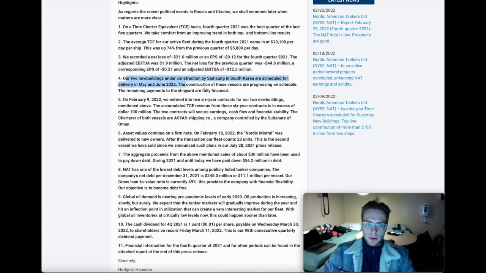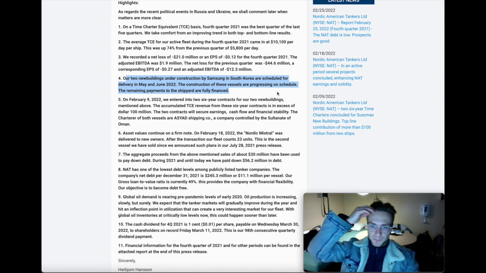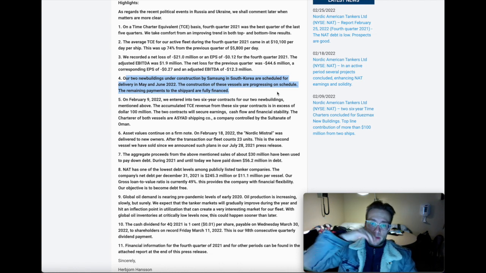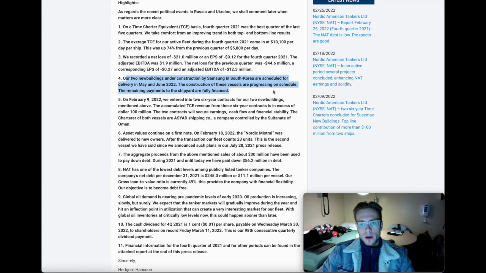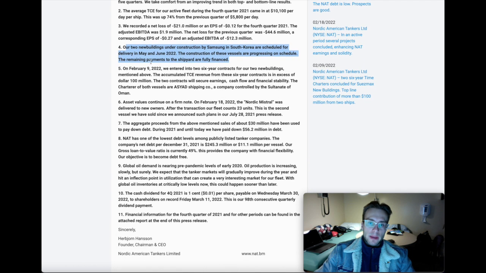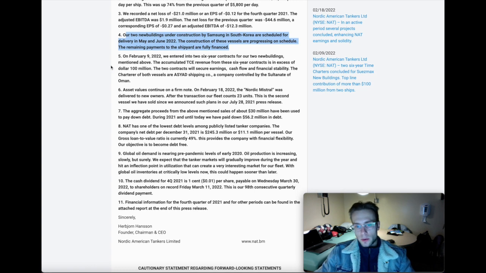So they talk about their two new buildings. They bought two new ships. All of their fleet is relatively old, so it's good that they're buying new ships. They are under construction by Samsung in South Korea, scheduled for delivery in May and June 2022. The construction of these vessels is progressing on schedule. The remaining payments to the shipyard are fully financed. So that's good to hear. They're not going under, at least anytime in the near future, for those two new buildings.